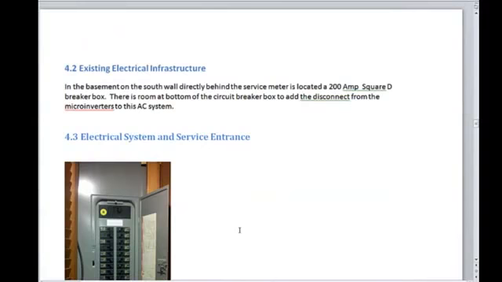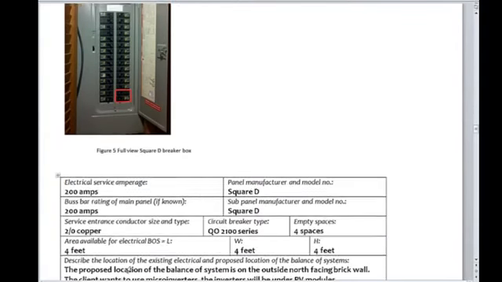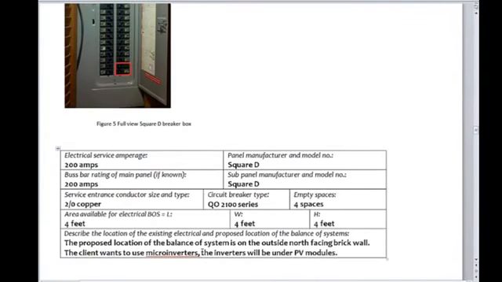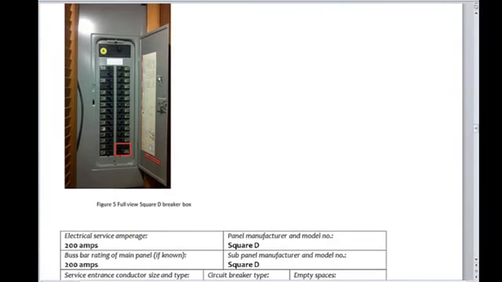And then what you want to do is discuss what the existing infrastructure is. So we went inside the house and went to the basement, which is on the south wall directly behind the service panel. You will see this service disconnect then is a 200 amp Square D circuit breaker, and you would show, in this case, the homeowner for whatever reason had circuits in this location, but there was nothing connected. So you wanted to note that the proposed balance of system inverter would be connected to there. The client wants to use microinverters, so we noted that. Then we want to note where the available real estate is in and around that system.